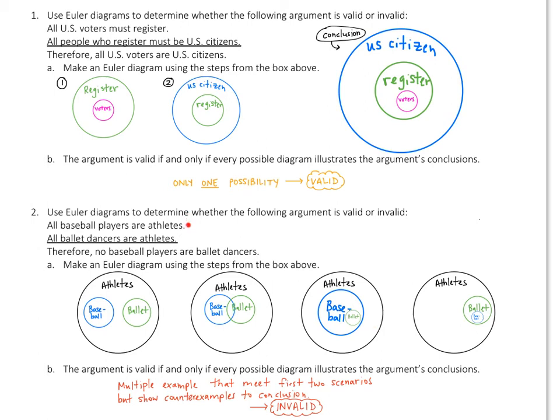So baseball players are athletes, still true. All ballet dancers are athletes, still true, but it counter-argues this fact here. It proves that my conclusion is false. So there's another counterexample. Then I can switch it. I can put my baseball circle inside my ballet circle, which is still inside my athlete circle.